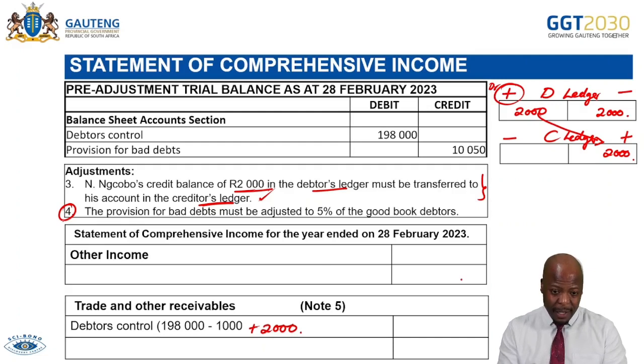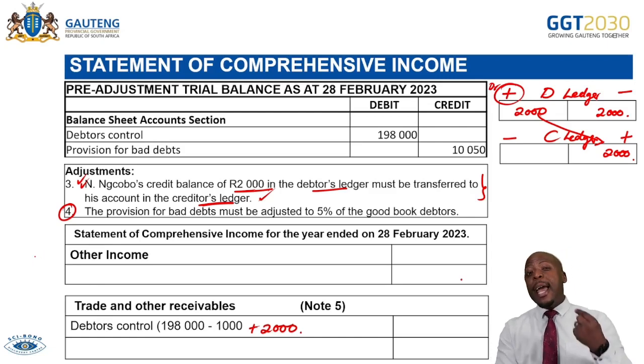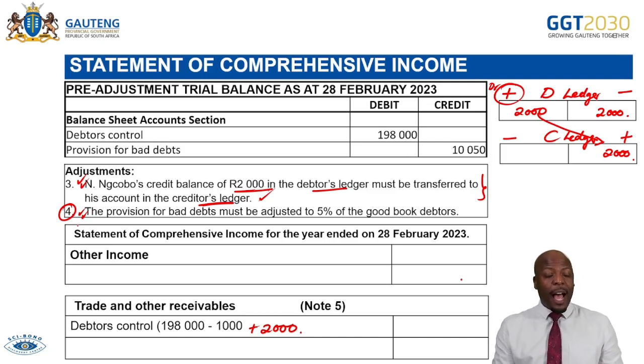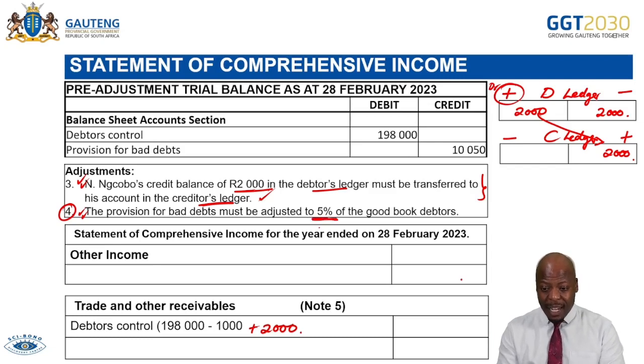Adjustment number 4 then says, but you will see that adjustment number 3 did not come into the statement of comprehensive income. No, this is an adjustment for the statement of financial position, but it has an effect on the following adjustment, which goes to the statement of comprehensive income. So you cannot choose adjustments and say, I'm going to leave 3, I'm going to do 4. No, it cannot work like that, because adjustment number 3 has an effect on adjustment number 4, which affects the statement of comprehensive income. Let's see what adjustment number 4 then says. It says, the provision for bad debts must be adjusted to 5% of the good book debtors.